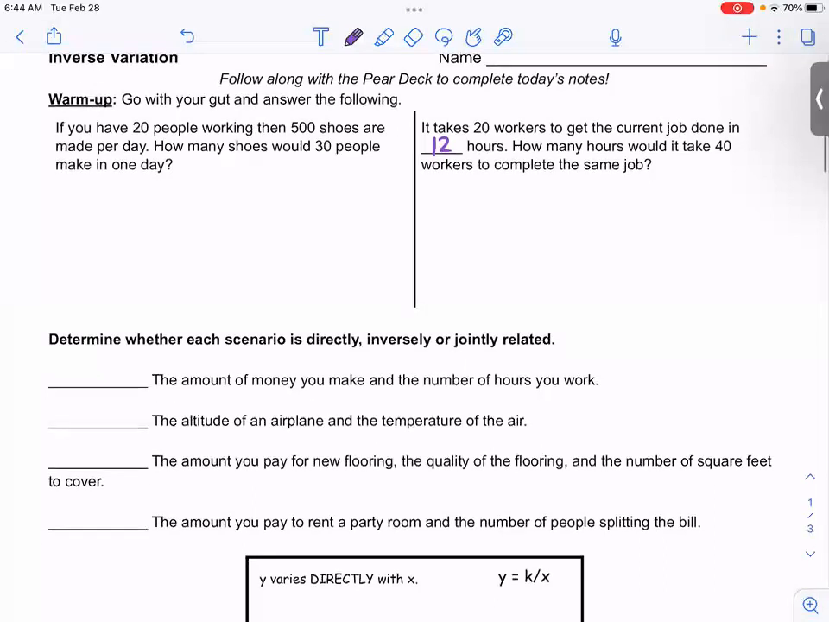So we'll start here in the middle. First of all, this value right here is 12. In the second warm-up question, I'll let you guys try those on your own.